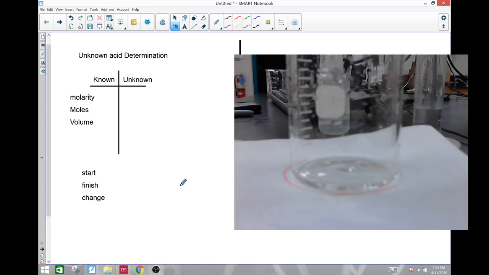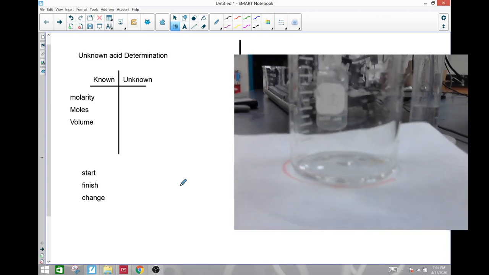Good afternoon, and we're here to do an example lab of a titration. The objective of this lab is to determine the concentration of an unknown acid. The acid's identity is hydrochloric acid, so we're not so much looking for what type of acid it is, but how concentrated it is.